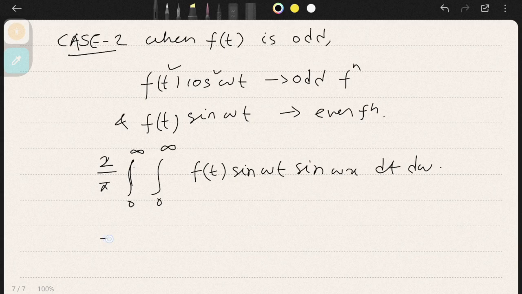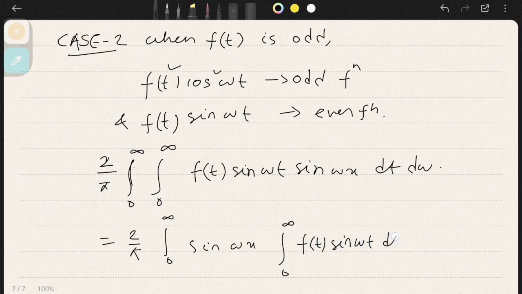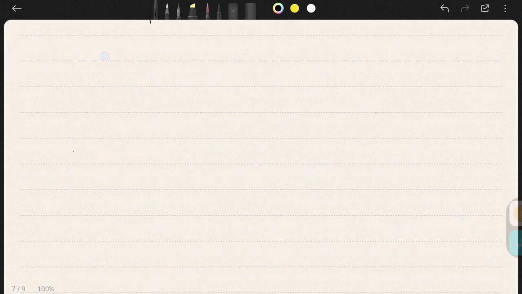We can also write it like this: 2 by pi, integral 0 to infinity of sin omega x, times the integral 0 to infinity of f(t) sin omega t dt, d omega. So this is nothing but the Fourier sine integral. That's it. The Fourier sine integral and cosine integral are over. Now let's discuss Fourier complex integrals.